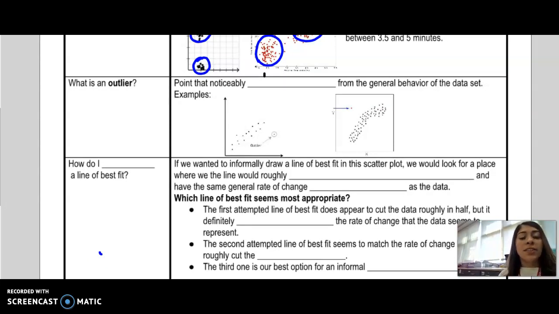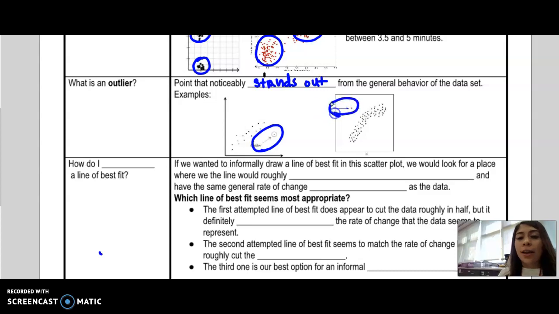Okay. What is an outlier? So an outlier is going to be a point that is noticeably standing out from the general behavior of the data set. So for example, here I have a dot that is away from the rest of the dot plots. So that is going to be an outlier. So here we're going to write: point that noticeably stands out from the general behavior of the data.